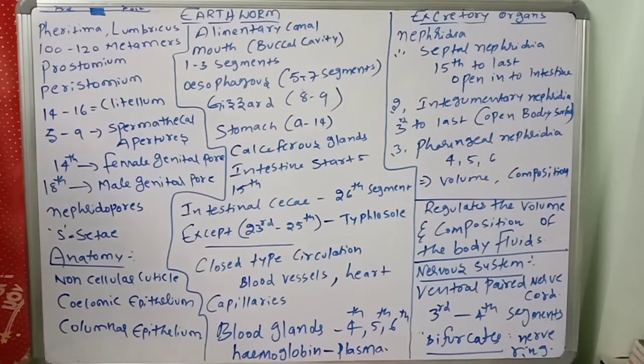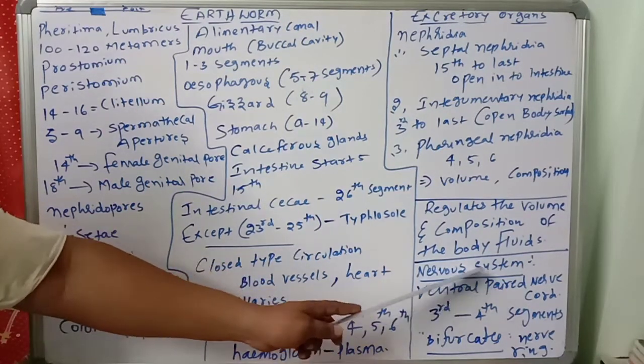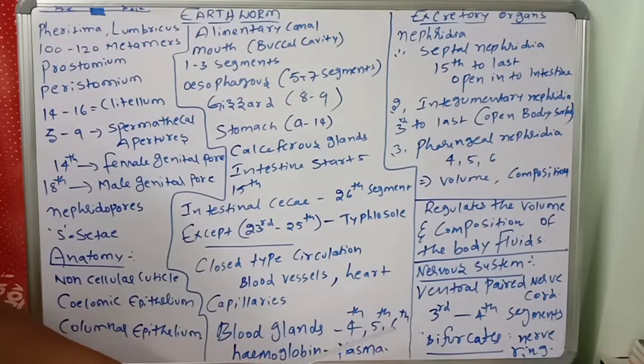Next, come to the nervous system. Ventrally paired nervous system is basically represented by ganglia, groups of nerves. On the ventral paired nerve cord, at the third to fourth segment, it bifurcates and forms a nerve ring. We'll discuss the nervous system deeply in the next class, but these are the important bits.